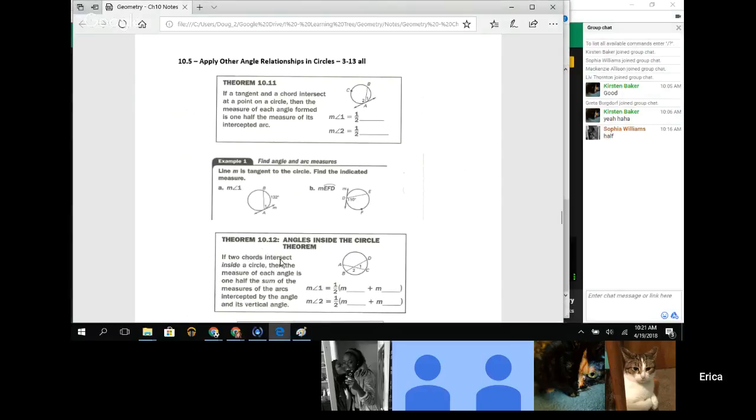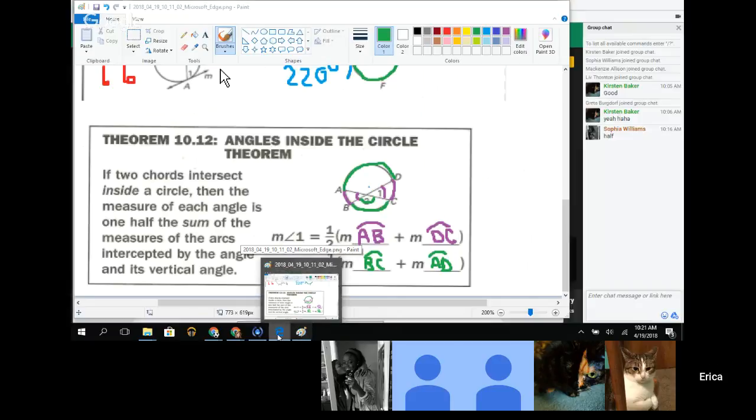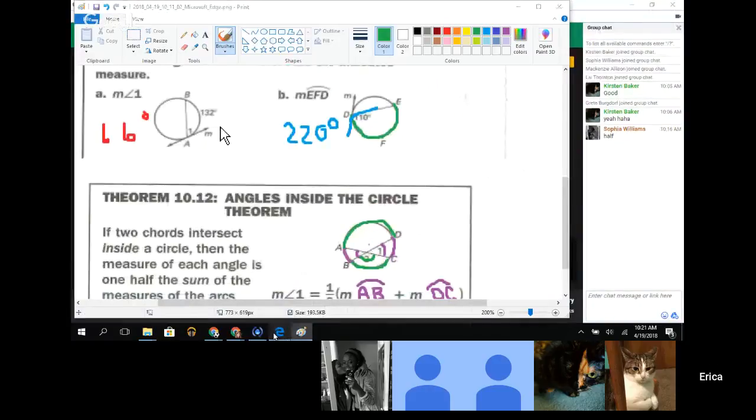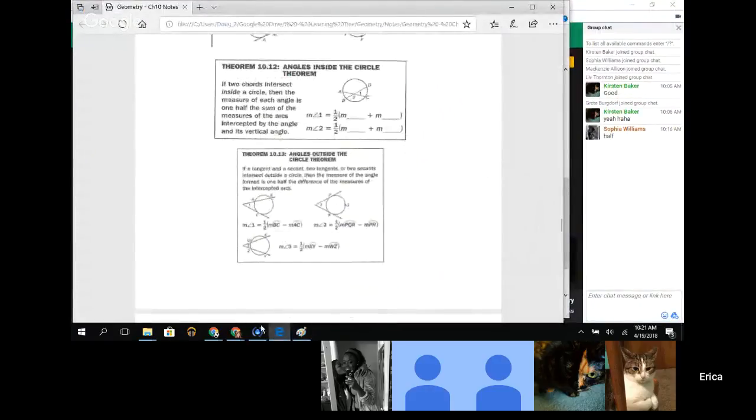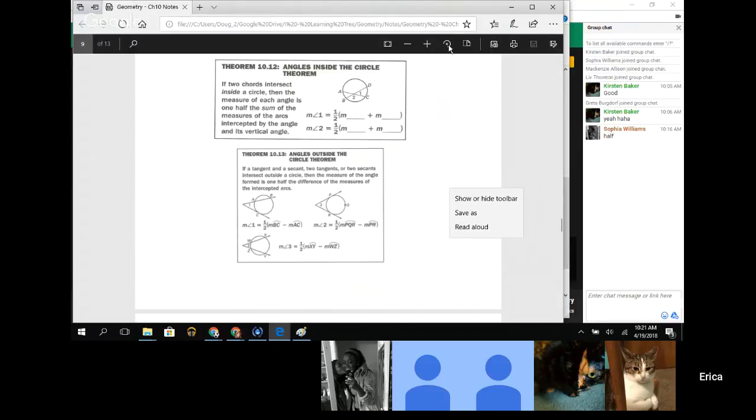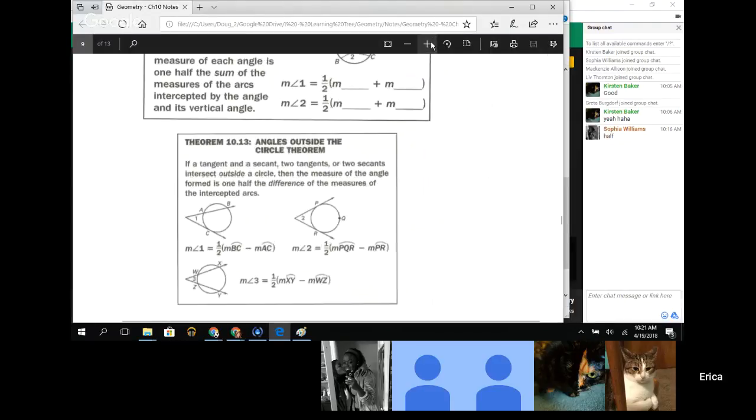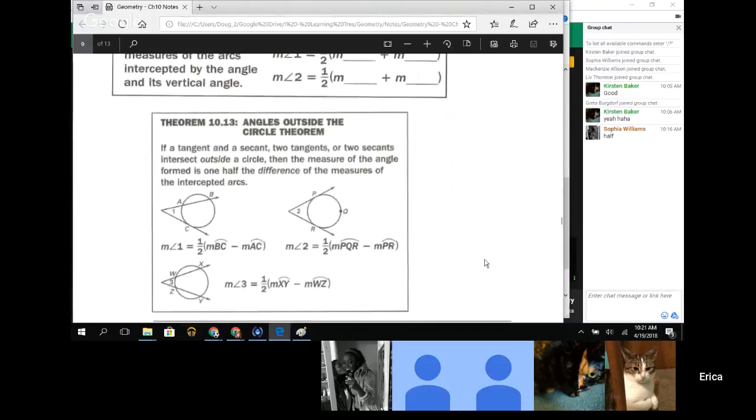And this is actually, I left it written out here. So, angles outside of the circle theorem. Let me explain what these mean here. There we go. That helps us out.